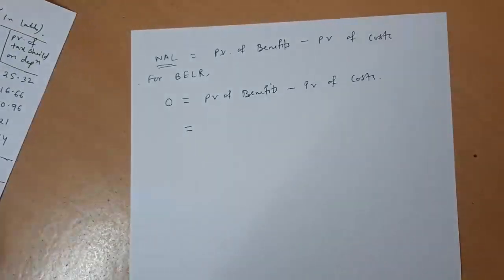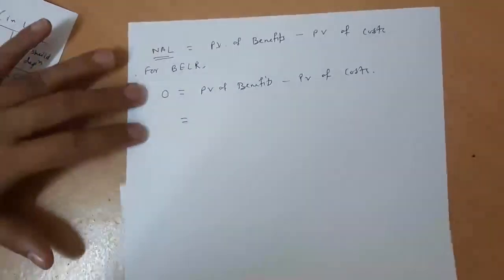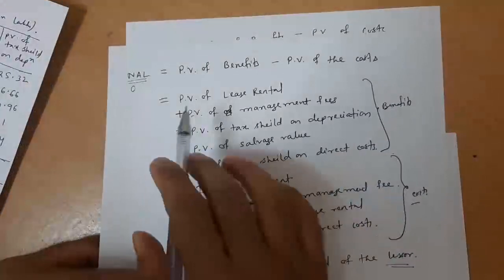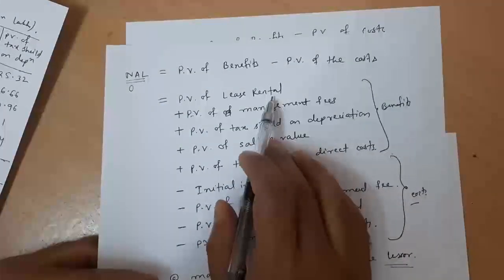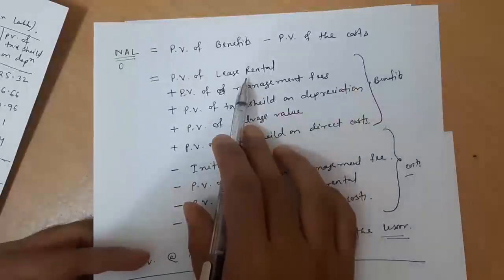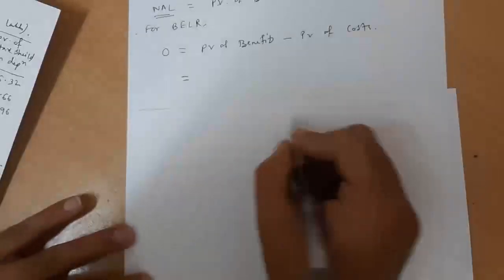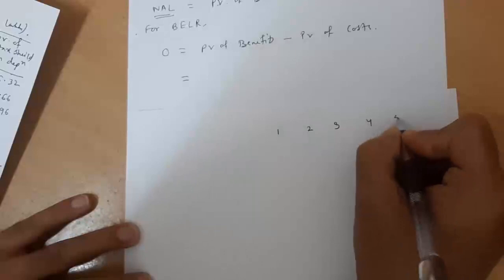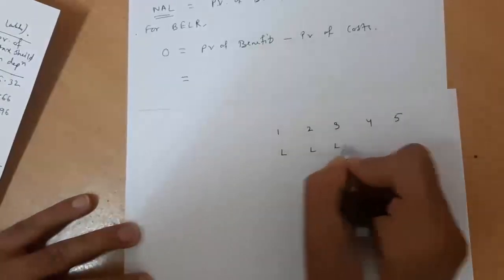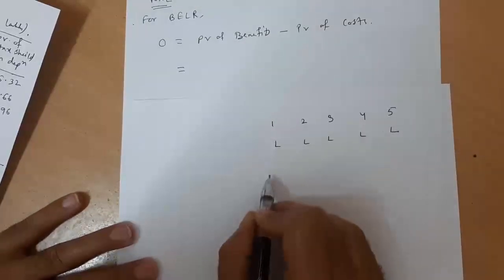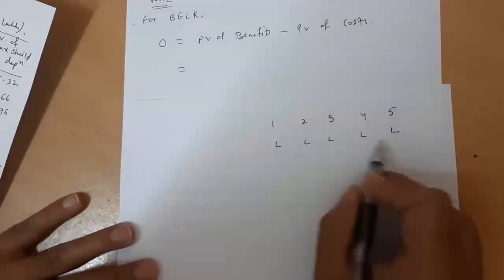So let me use some graph paper for this. See, what is your first benefit? You see the formula. The first benefit is the PV of the lease rental. So for the next 5 years, what will be the present value of the lease rental? We know that the lease rental will be in the first, second, third, fourth and fifth year. So you have to find the present value of them. Every year the amount is the same, L only.